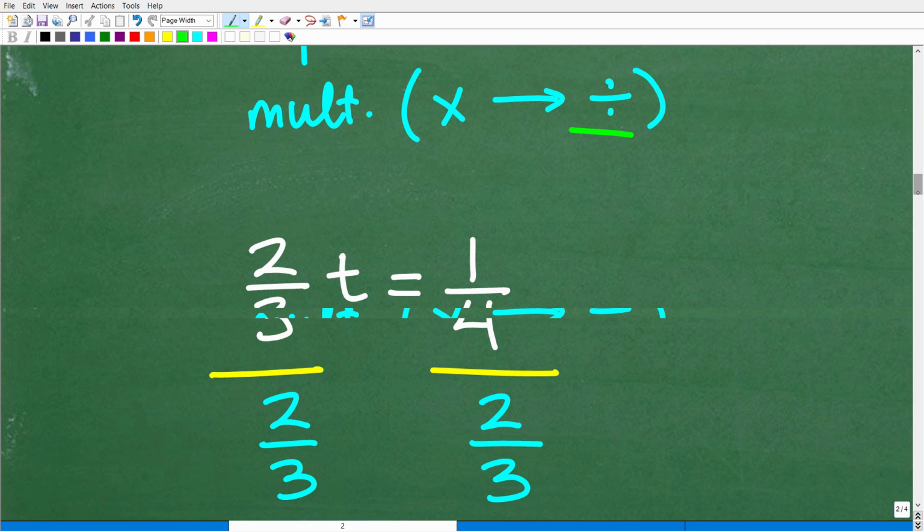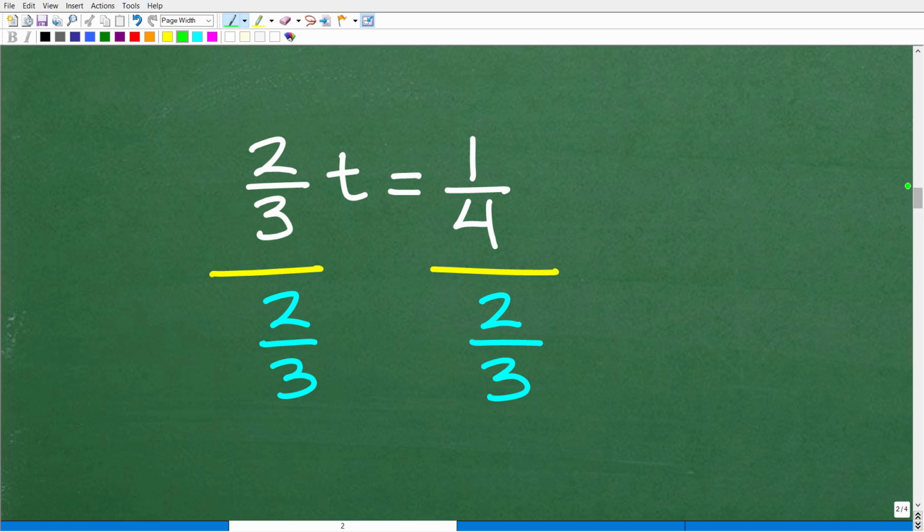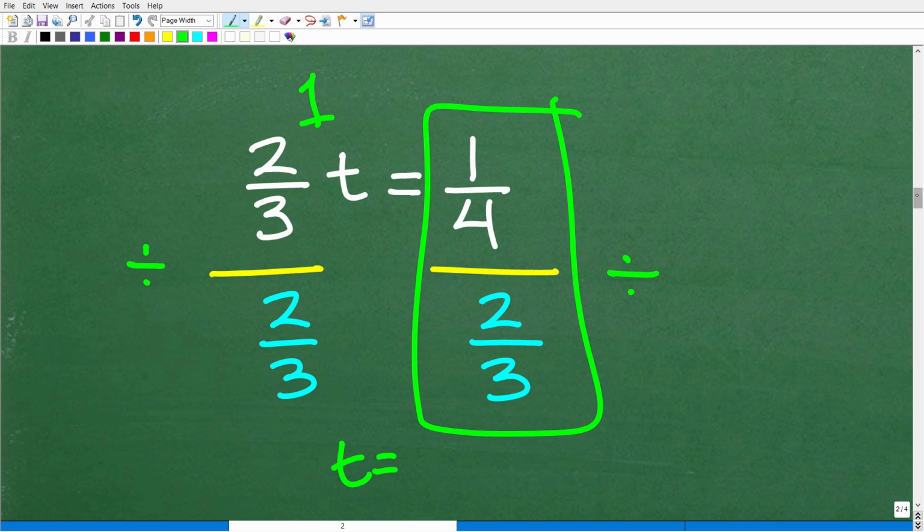Now we're going to have a bunch of fractions here, but let's do the math anyway. So 2/3 t is equal to 1/4. We're going to divide both sides by 2/3. Nothing wrong here. Everything is going to look pretty good because 2/3 divided by 2/3, anything divided by itself, is 1. We have 1t or t. So we're going to have t is equal to, but now we have to figure out this mess right here. We call this a complex fraction.